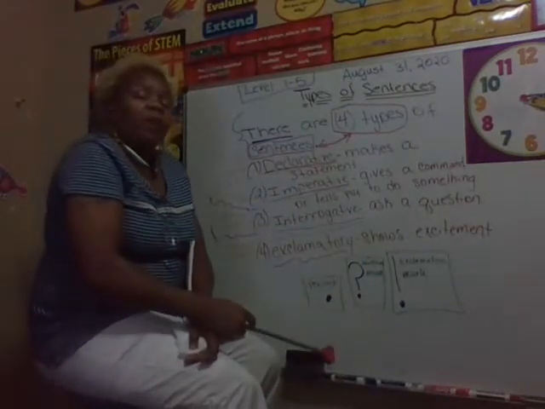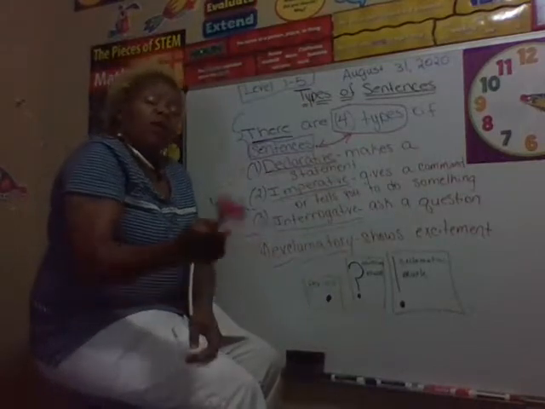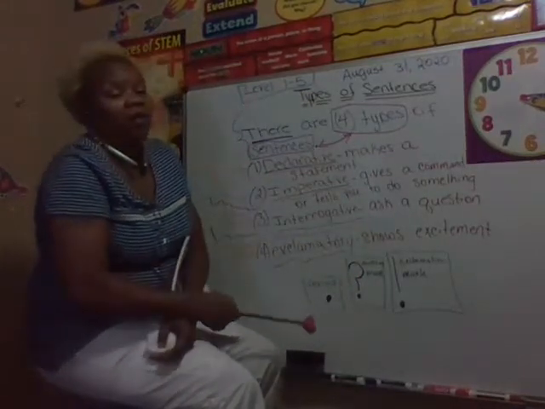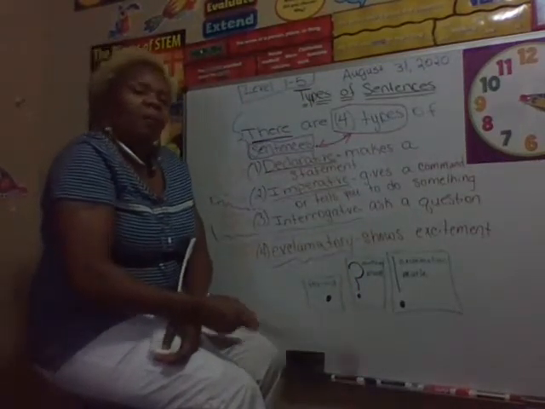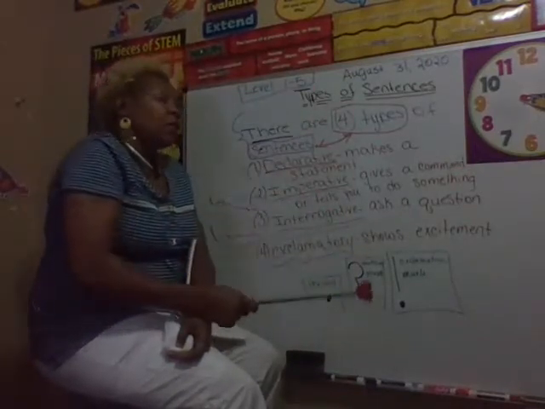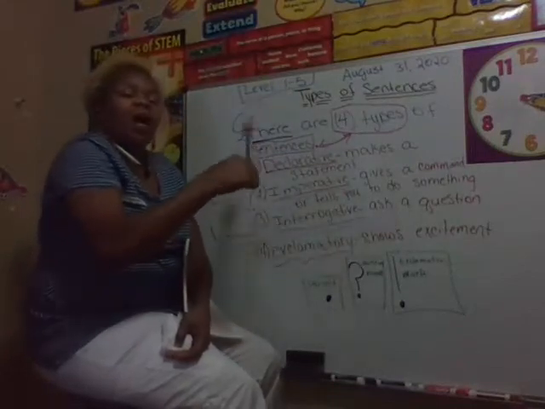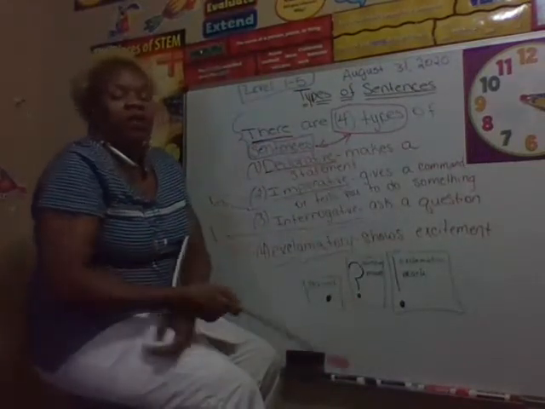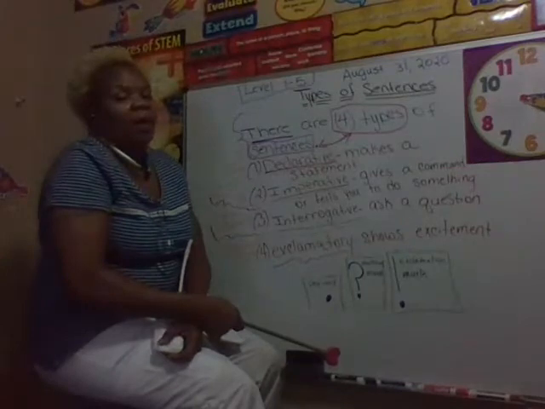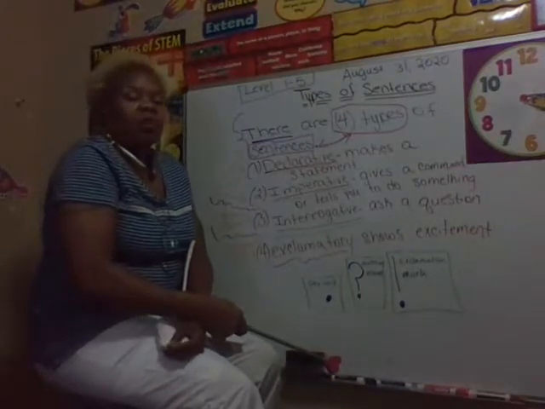So just remember about interrogative, if it's something that you don't know the answer to and you need an answer to, if it requires an answer, such as solving a problem, solving problems are interrogative sentences because the problems are actually the question because they require an answer. All interrogative sentences require an answer.